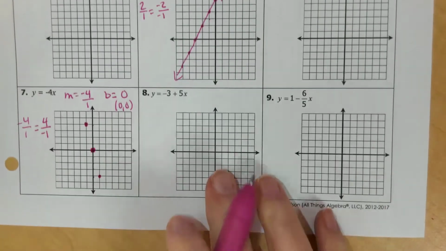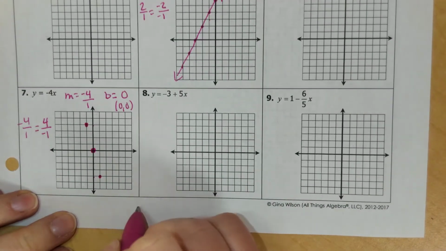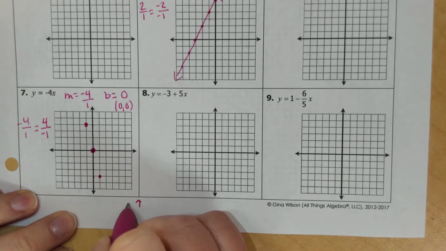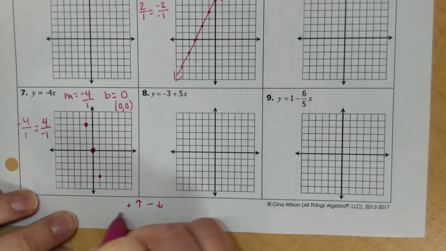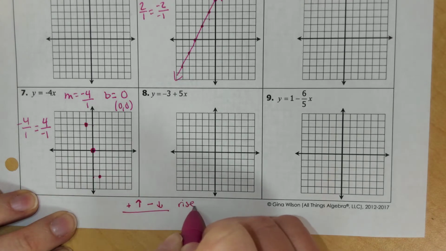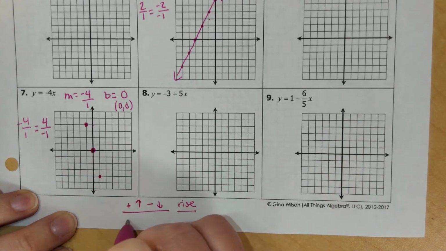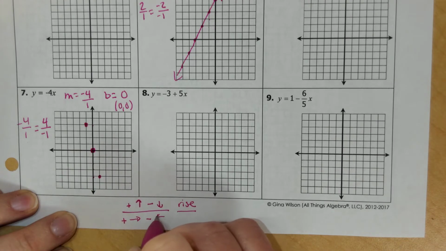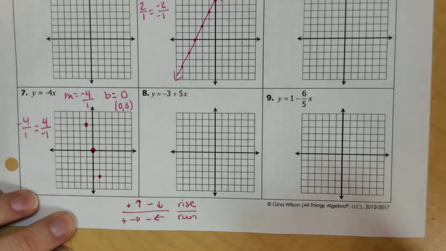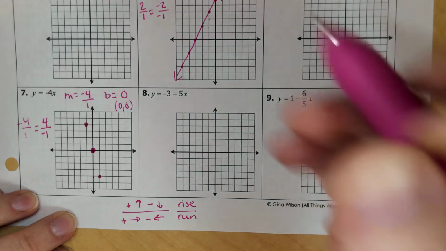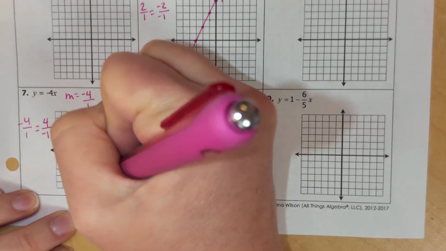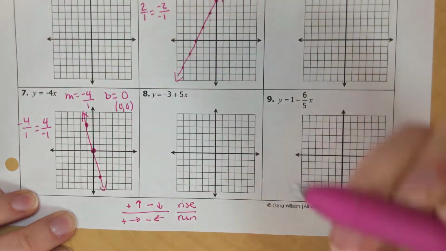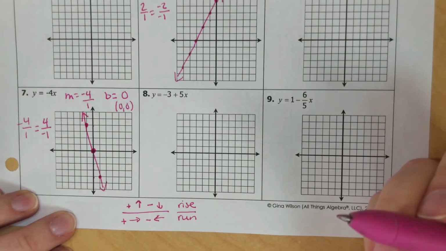Okay, and just as a reminder, with our slope, if we are going up, it's going to be a positive number. Down, it's going to be a negative number on the top for our rise. For our run, if you're going to the right, it's going to be a positive number. If you're going to the left, it's going to be a negative number, and that's our run. So that's important for you to remember. All right, and then I can't go any further on the grid, so I'm going to go ahead and connect my points and put my arrows at the end.